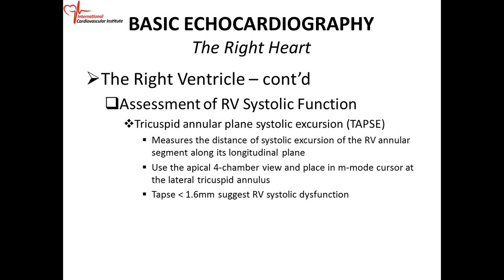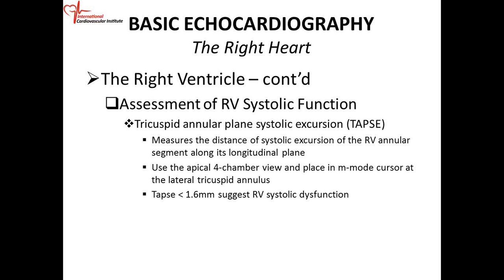You said anything less than 10 centimeters per second is abnormal. Yes. It's S prime, a systolic excursion. When we talk about systole, it's S prime. When we talk about diastole, it's either E prime or A prime. So if we say systolic excursion, we mean S prime. So it's an RV S prime. Thank you.